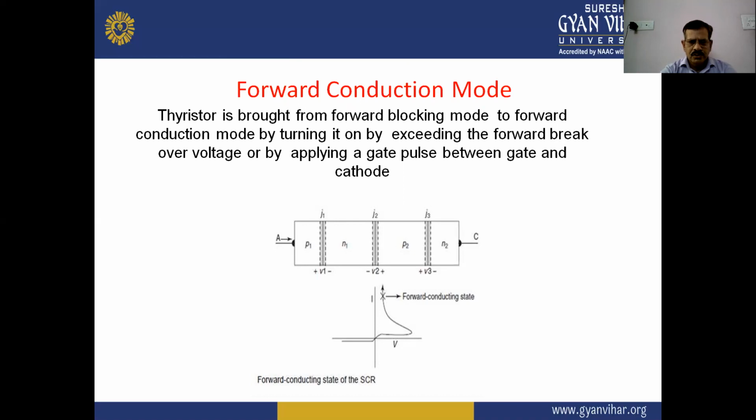So in this forward conduction mode, we can also see in this diagram the different junctions J1, J2, and J3, and this is the forward conducting state of the SCR.